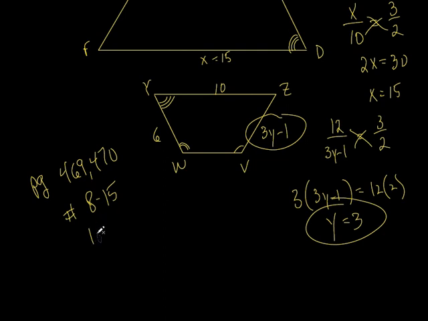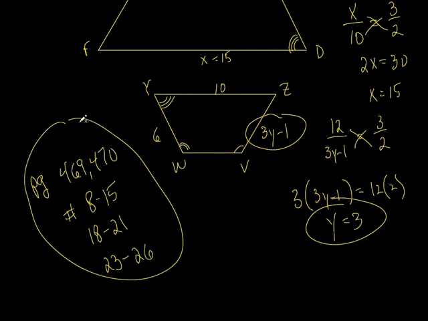So write them all down, because you won't be able to memorize this. I don't know why I'm writing on my side, but there you go. All right, so it's 8 to 15, 18 to 21, and then 23 to 26. All right, have fun with that.